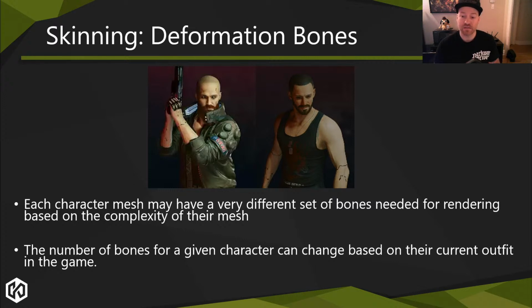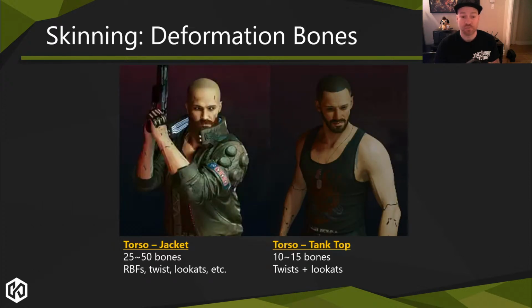And so as I start switching out my character's customization, clothing, whatever, the number of bones will change. That's super important to note: on the rendering side, the number of bones will change a lot, and these days that change can be very significant in terms of numbers. For example, here we might have 50 bones in the jacket, but only 10 to 15 in the tank top. And the complexity of those setups will differ, because depending on the outfit, you may or may not need extra bones.